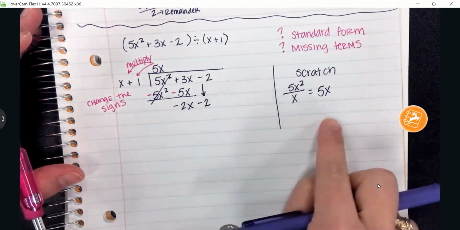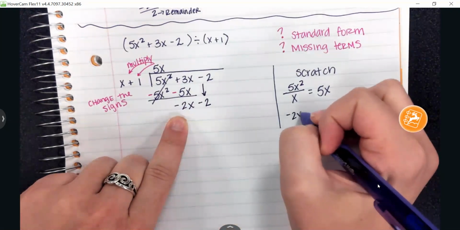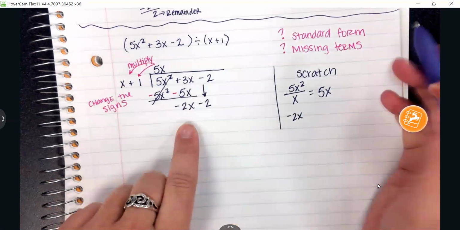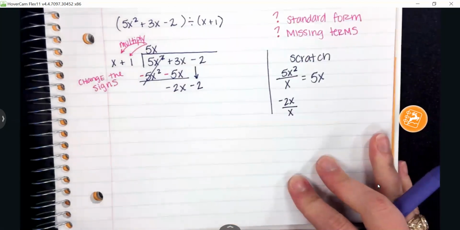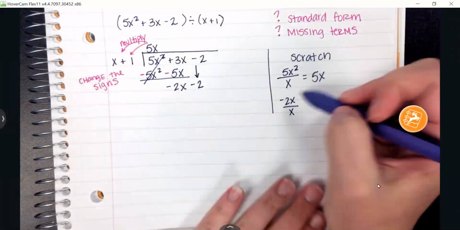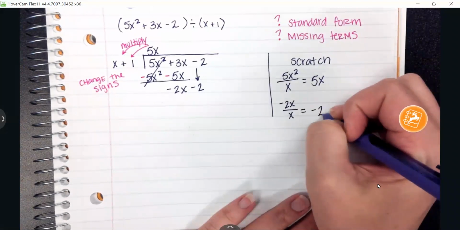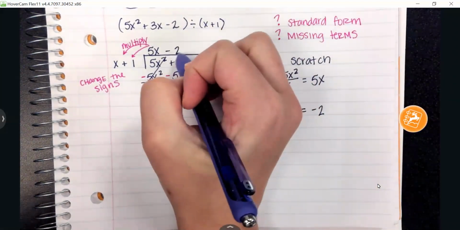I'm going to go to my scratch pad. The first term is a negative 2x. I'm still dividing by the same thing. So I'm still dividing by x. What is negative 2x divided by x? Negative 2. So I'm going to take my negative 2 and put it on top.